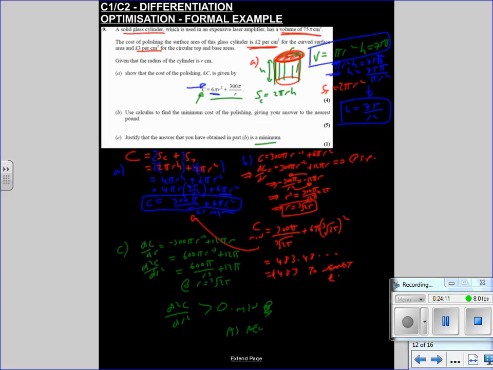Okay, there you go. All done. That's optimization in a nutshell.